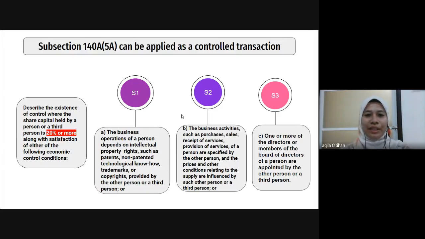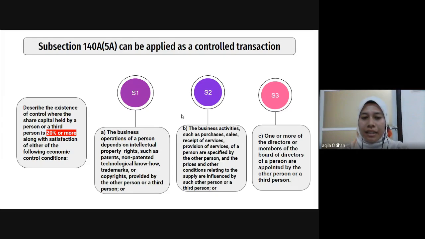Okay, so next we proceed to the example in terms of the key features explained by Farhana just now. So in a control transaction, how can we know that a transaction is a control transaction? This subsection 140A, 5A can be applied as a control transaction in section 140C. The subsection mentions the existence of control where the share capital held by a person or a third person is 20% or more. This comes along with satisfaction of the following economic control conditions. There are three economic control conditions.